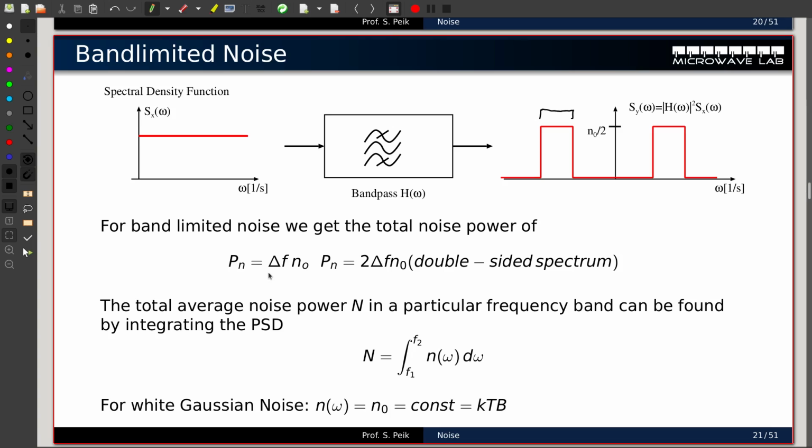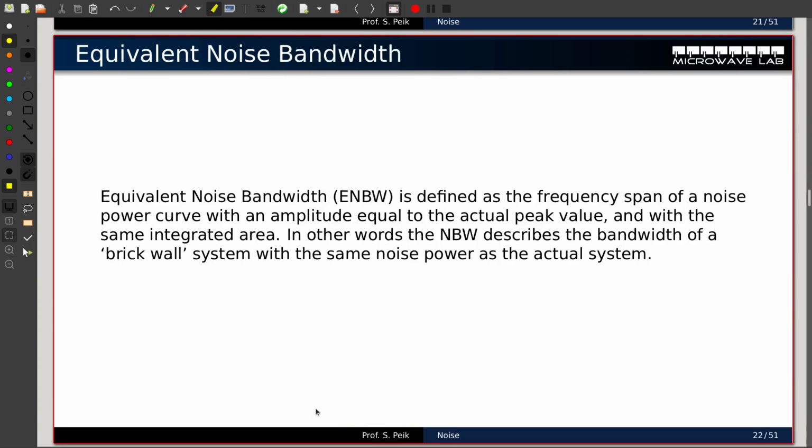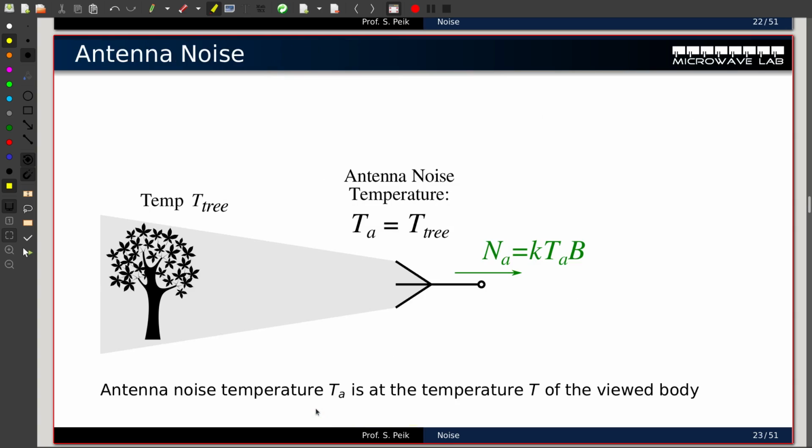And the total, I repeat myself again, is my density times my frequency bandwidth, or in the case of double-sided, 2 times that. When your bandpass is not constant, or the noise, then you have to do the integration. But that's something we are not going to do here in our lecture. We just stick with our constant term, where my noise is k times T times B. Good. I skipped that one and come directly to our antenna.